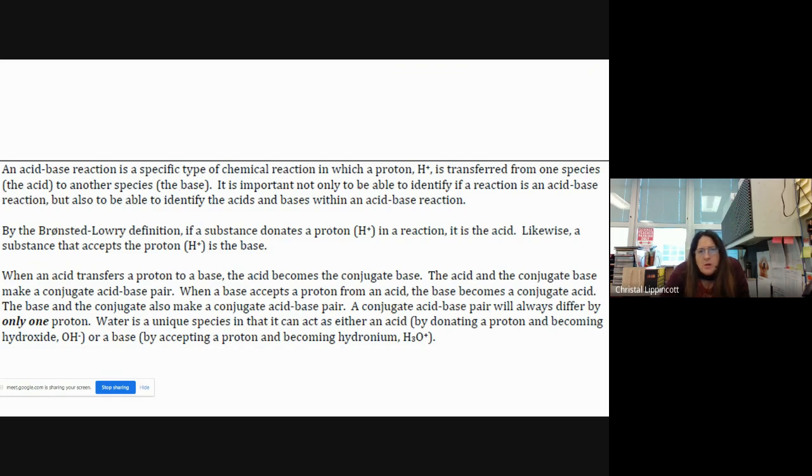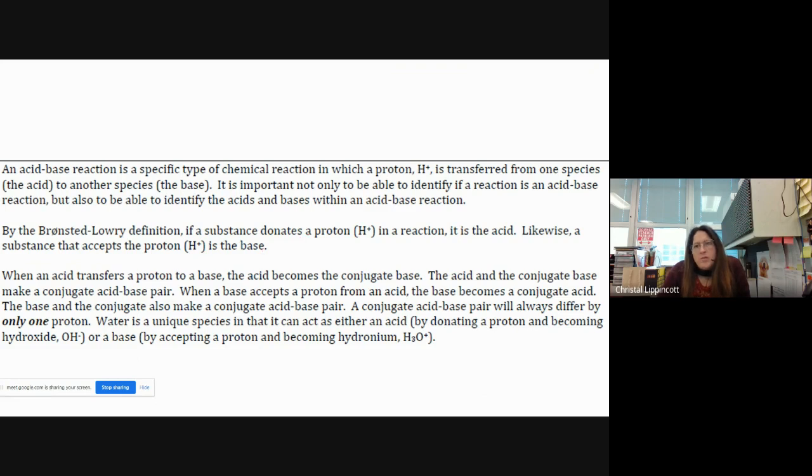It's important not only to identify whether it's an acid-base reaction, but also to be able to identify which ones are the acids and the bases in that reaction. We define those here in this chemistry class as the substance that donates a proton is an acid, and if it accepts that proton, then it's the base.